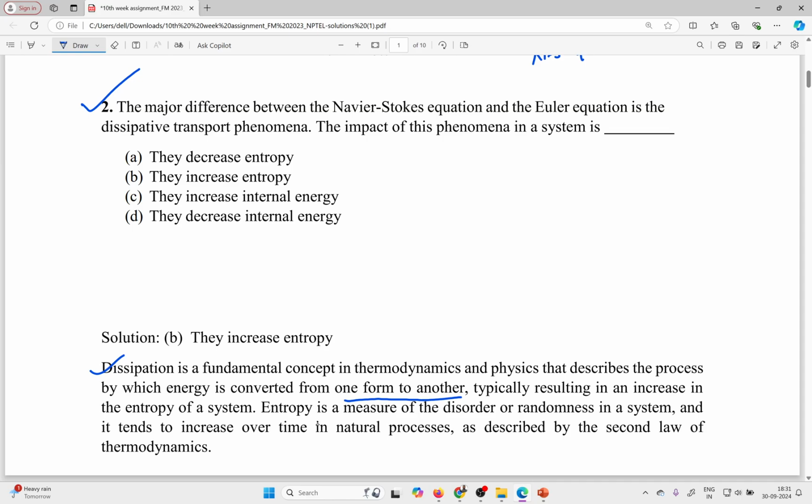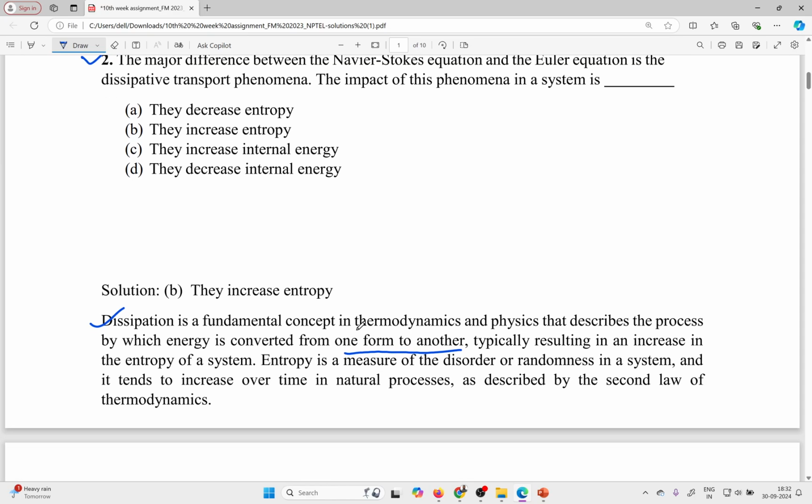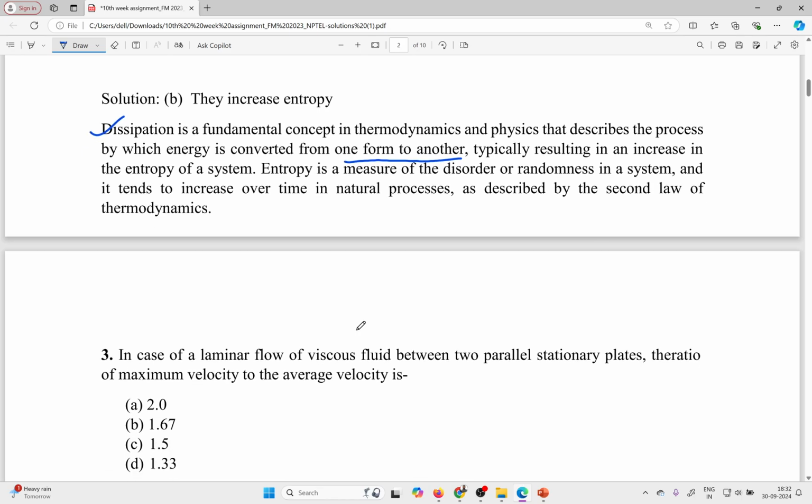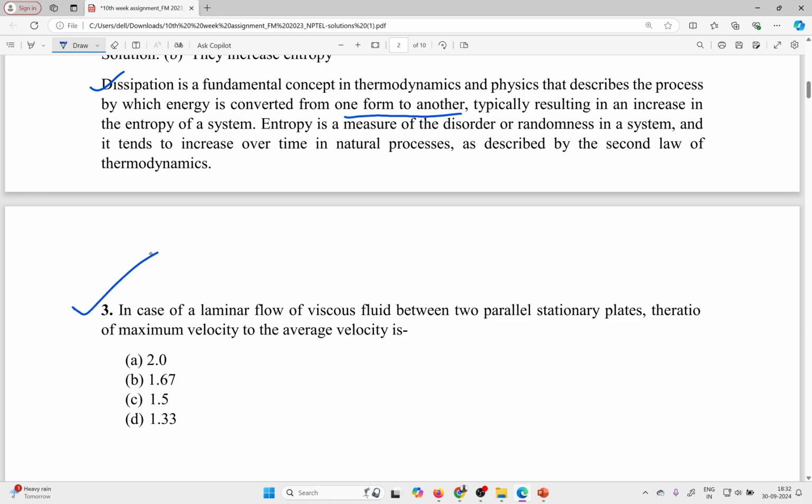Entropy is nothing but a measure of disorder or randomness in the system, and it tends to increase over time in natural processes, as described by the second law of thermodynamics. So this is the whole concept behind your entropy when you use the Navier-Stokes equation and Euler equation for a particular problem. Entropy will be increased, that is the disorderliness of the system will increase. Now, the question number third. In case of laminar flow of viscous fluid between two parallel stationary plates, here are the two stationary plates.